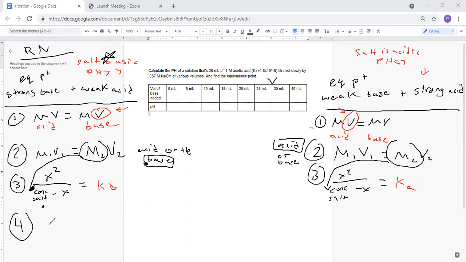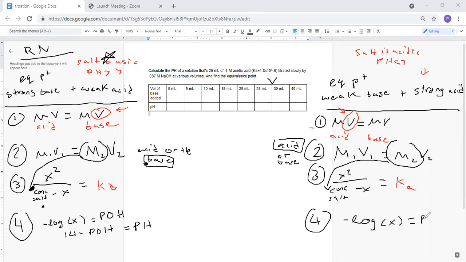So now you found x. Take the negative log of x. It's going to equal your pOH. So now you have to do 14 minus pOH, and it's going to equal your pH. This last step's a little shorter because you can just take the negative log of your x. It's going to equal your pH.